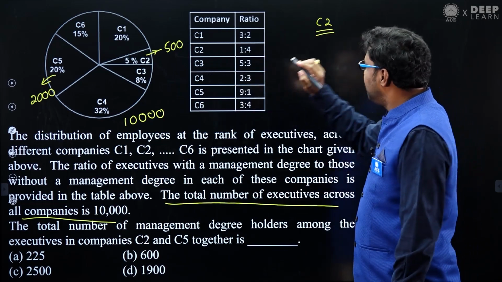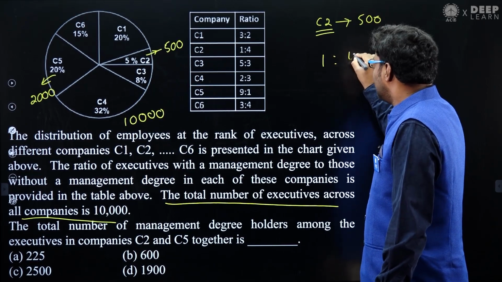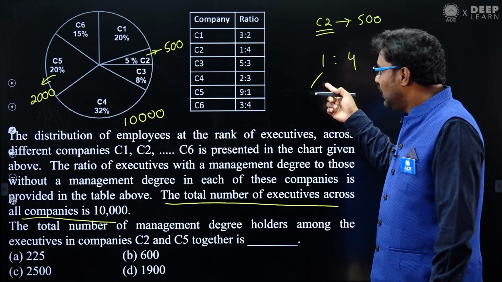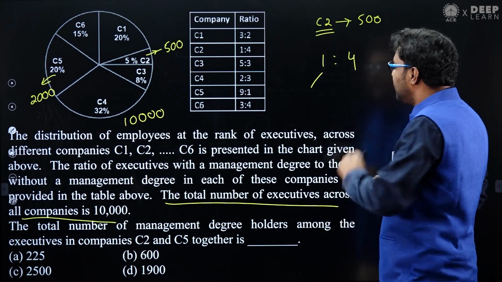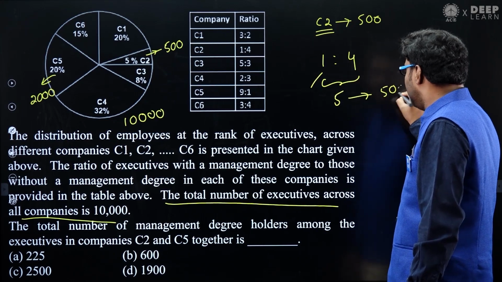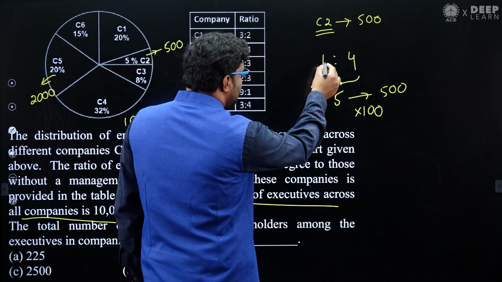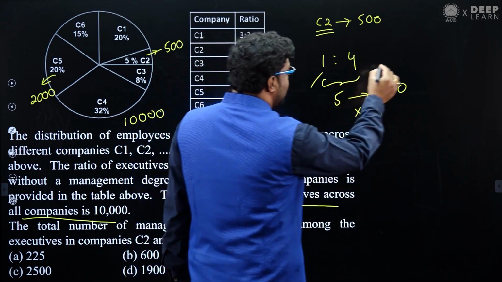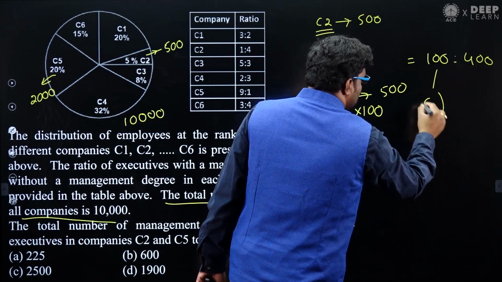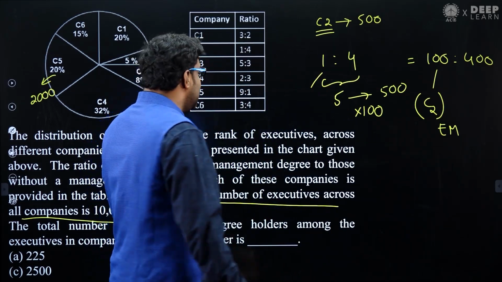Now, in company 2, the total is 500, and it is divided in the ratio 1:4. These are the people who have the management degree: the first part is with management degree, and the other is without. As the total is 500 and 1 plus 4 is 5, to get 500 you should multiply by 100. So the first part is 100 with a management degree, and without a management degree it is 400. So in company 2, 100 executives have a management degree.